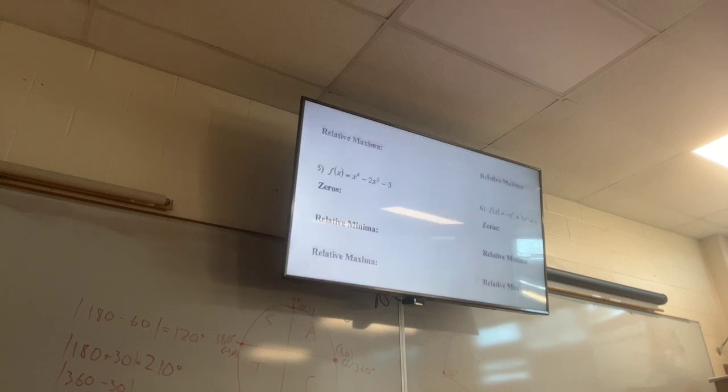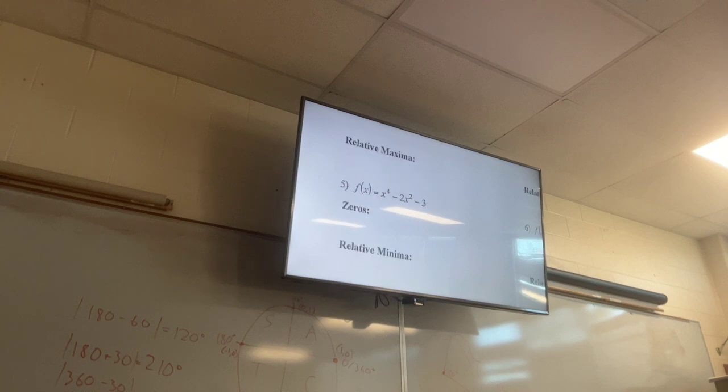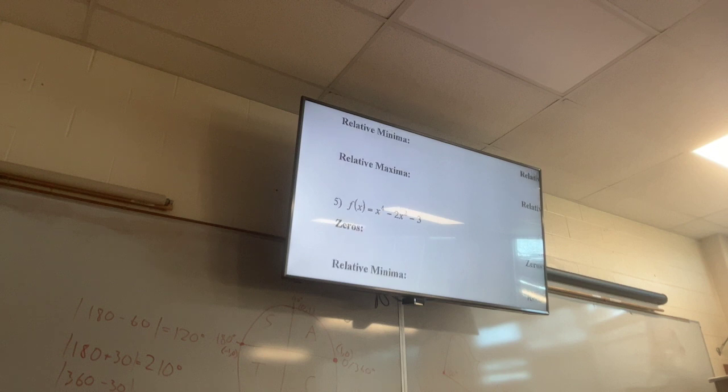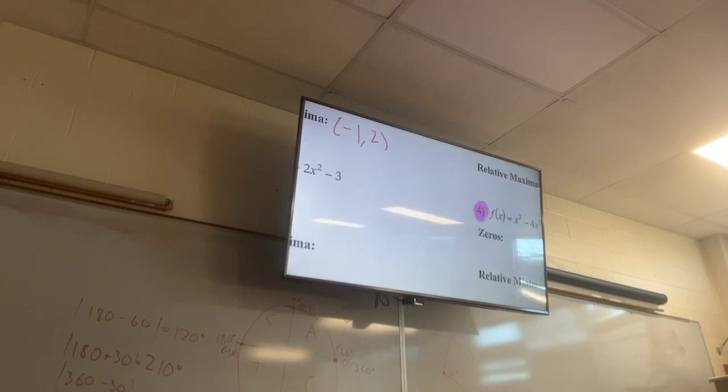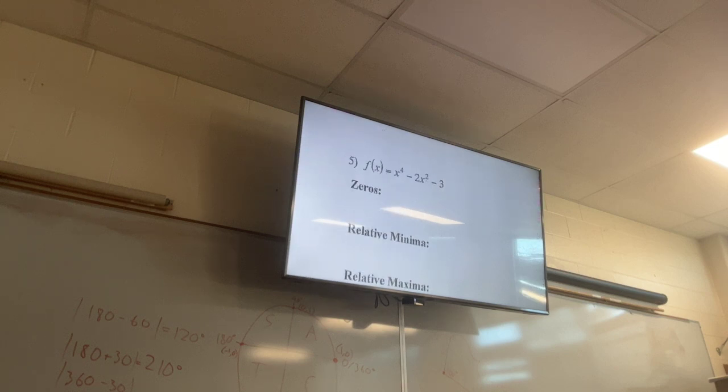Okay, so something like number five could have up to four zeros, or it could have three, or it could have two, or it could have one, or it could have zero. I'm not sure if you guys need to know this, but if the degree is odd, it'll have at least one. If the degree is even, it could have zero. It could have no x-intercepts.